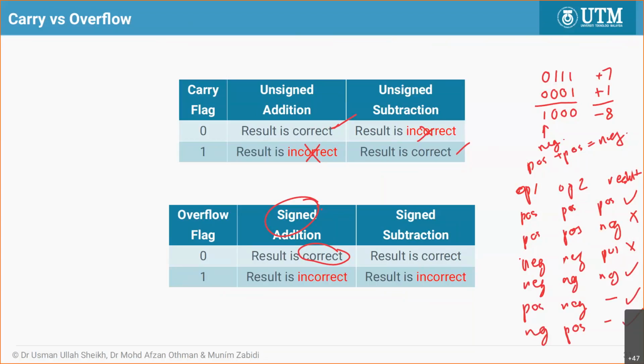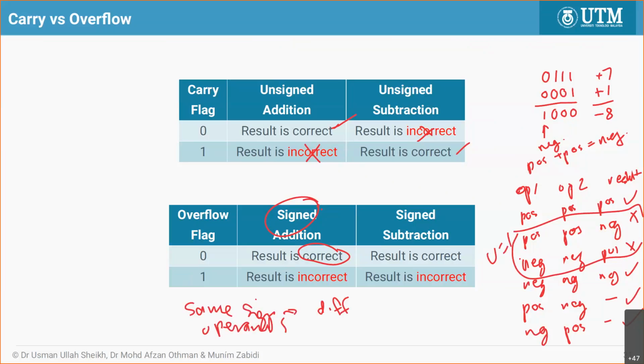So the overflow condition happens only when the operands have the same sign and the sign changes after you perform the addition. When you have this, you have V equal to 1. Another way to put it is: the operands are the same sign, but the result has a different sign.